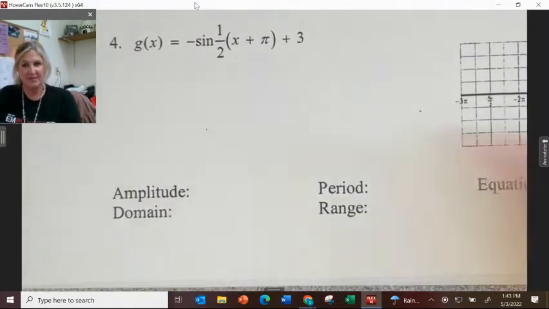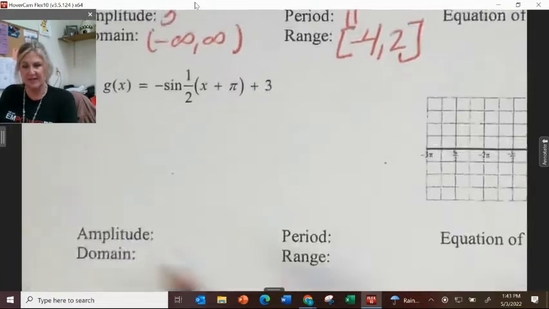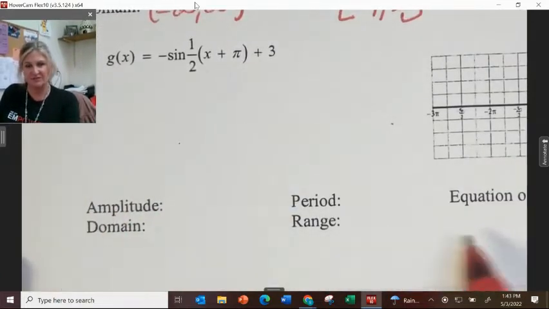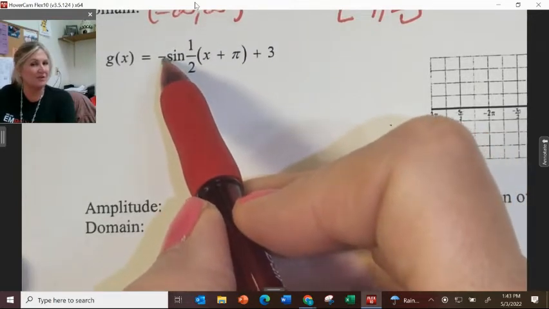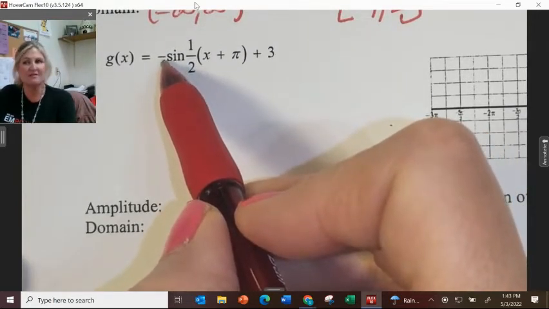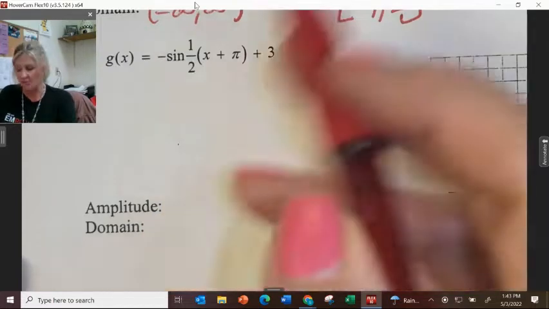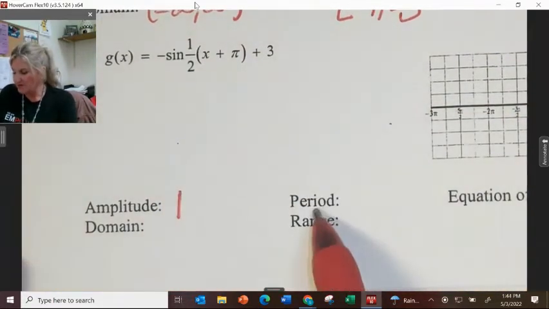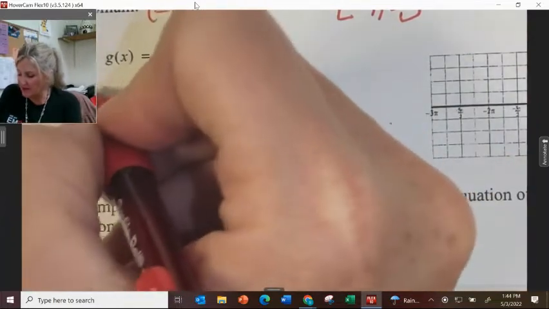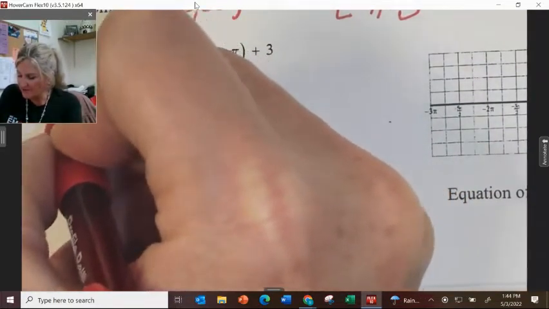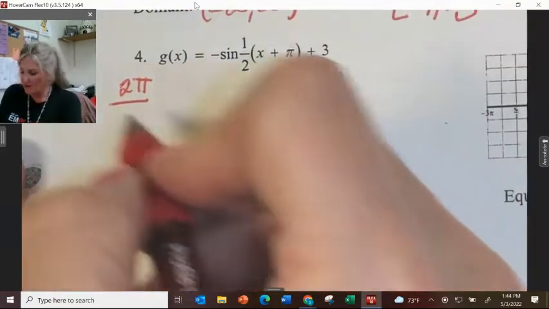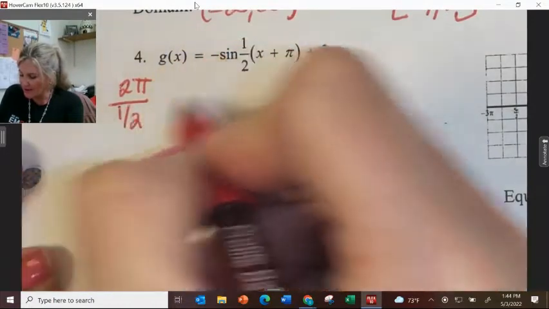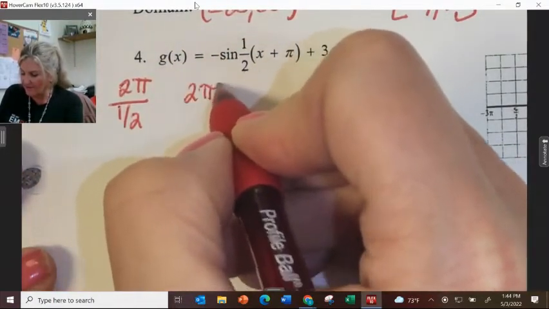All right. So for those of us who are doing it together, let's actually answer these questions first. The amplitude is the absolute value of whatever number's out in front. What's that going to be then? 1. The period is always going to be 2 pi divided by b. What's b in this case? 1/2.